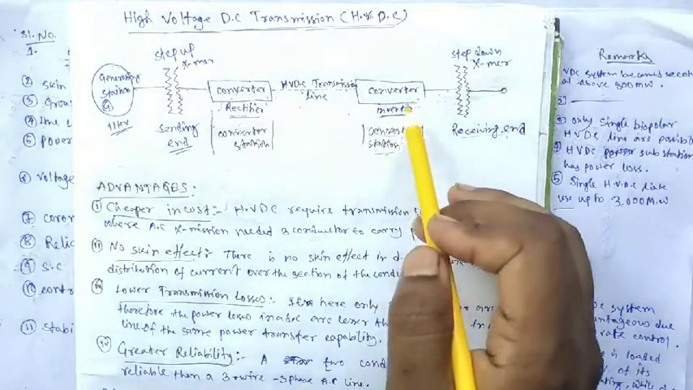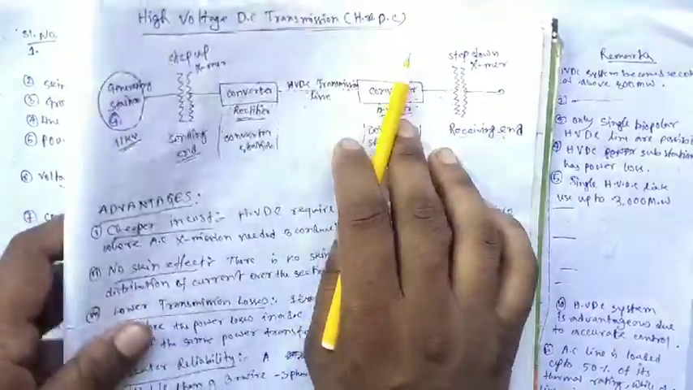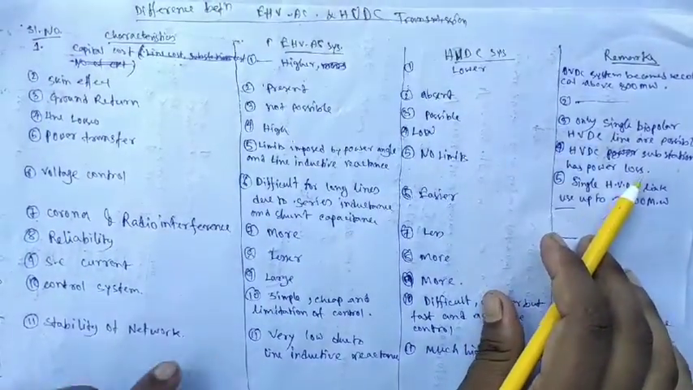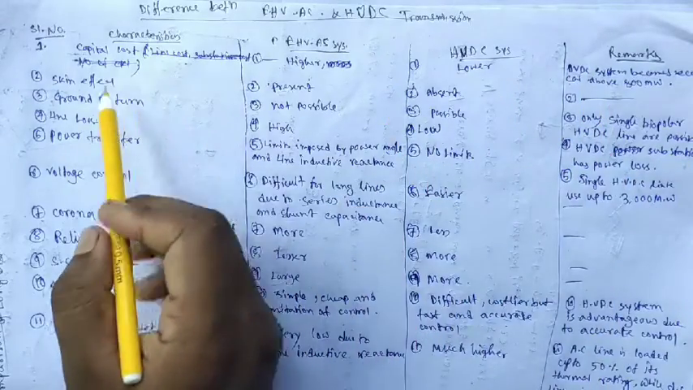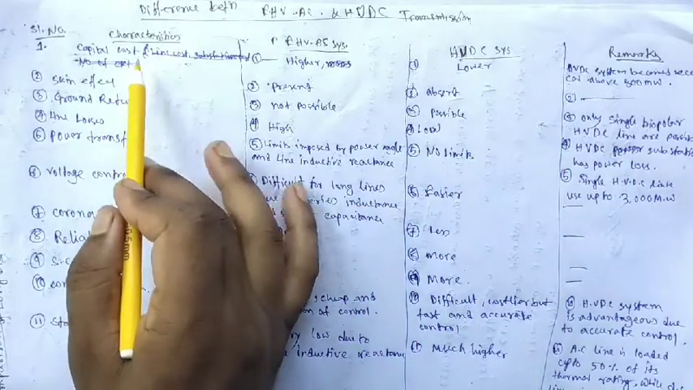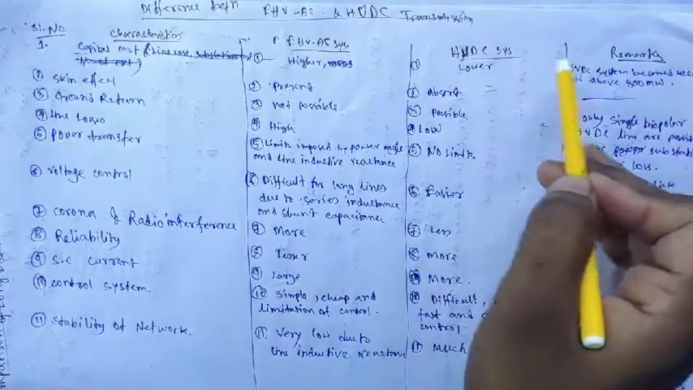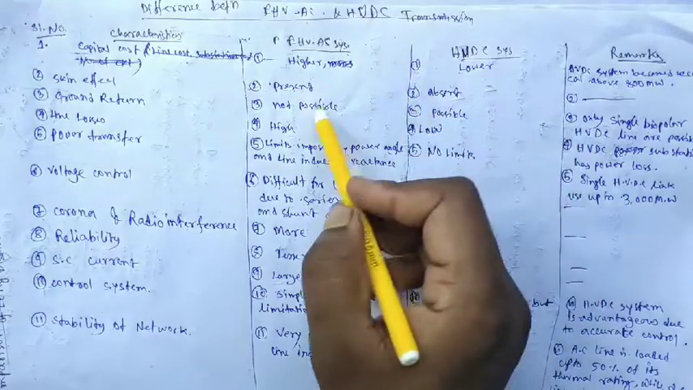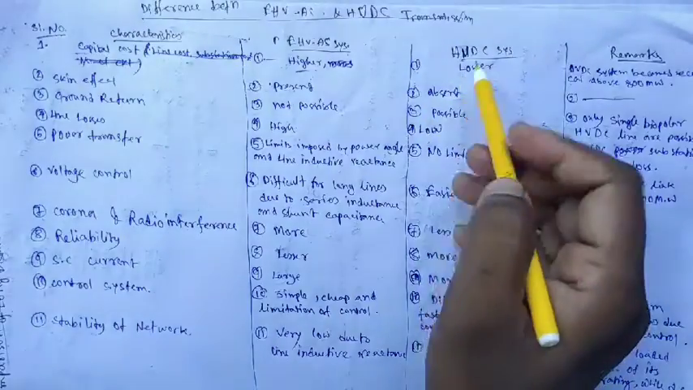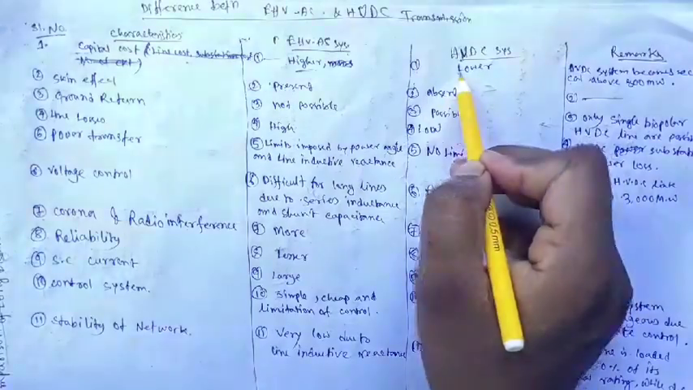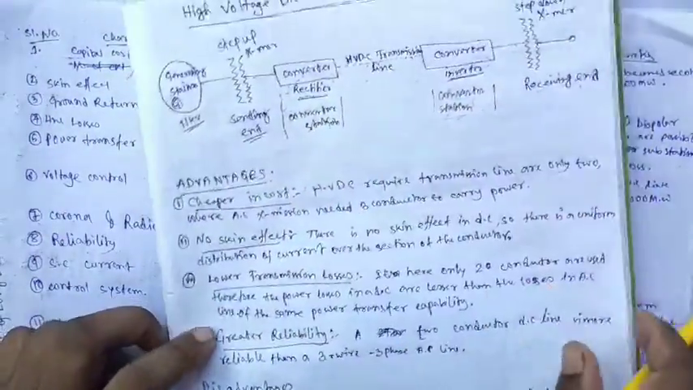Today we will see the difference between high voltage DC and high voltage AC. First of all, capital cost. Comparing the extra high voltage AC system and the high voltage DC system, the capital cost of the extra high voltage AC system is higher than the high voltage DC system, because of the DC transmission line.